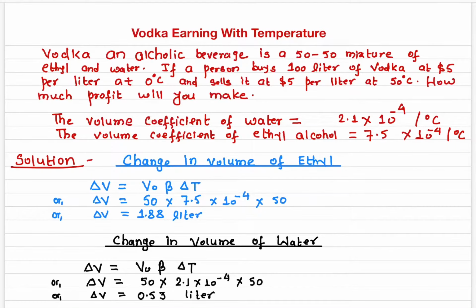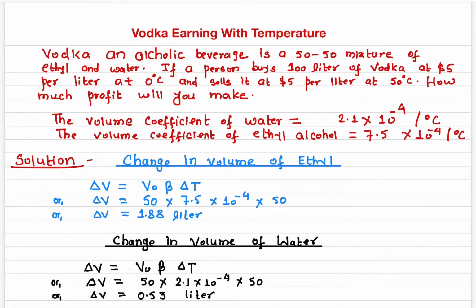So vodka, an alcoholic beverage here, which is a 50-50 mixture of ethyl alcohol and water. So it's a 50-50 mix combination. And now let's say you buy 100 liter of vodka at $5 per liter, and the temperature is 0 degrees Celsius, which is not an extreme temperature, and sell it at exactly the same price, $5 per liter, but at a different temperature, 50 degrees Celsius. How much profit will you be making?